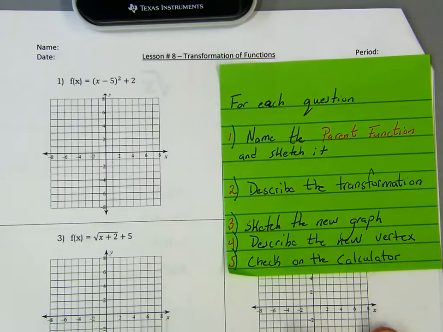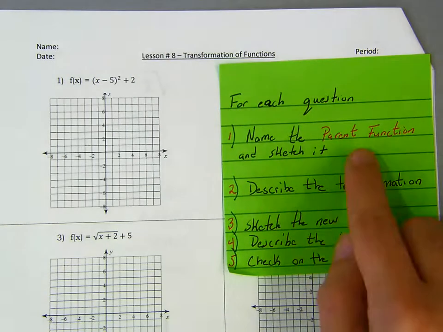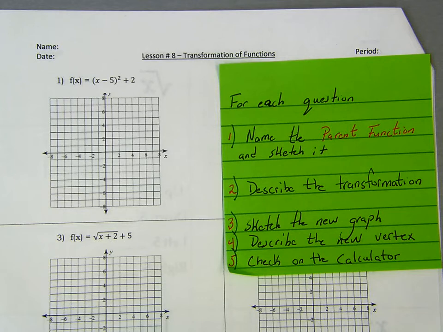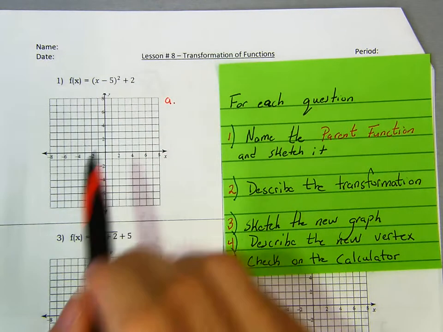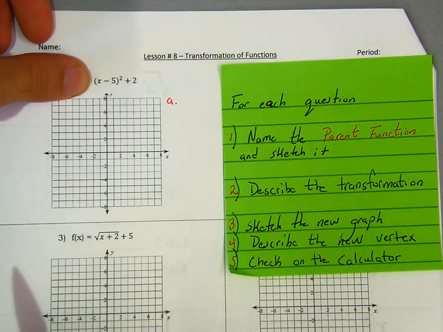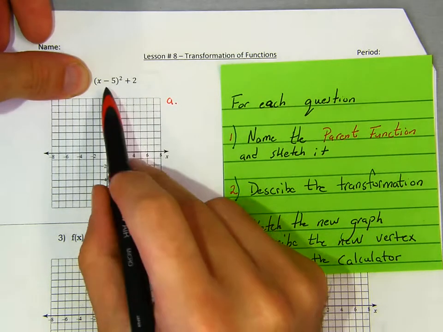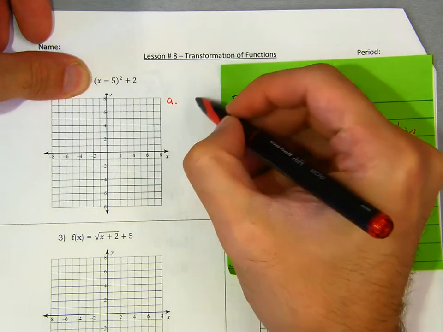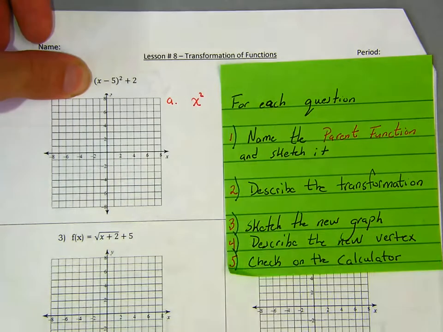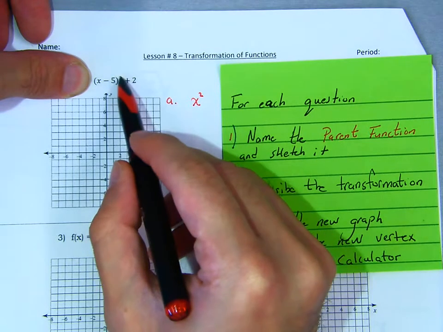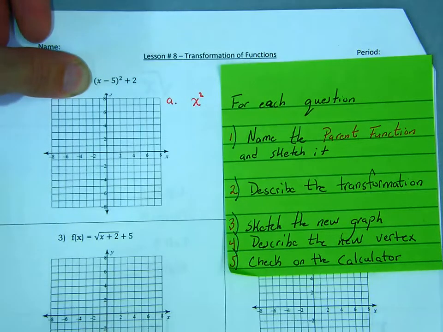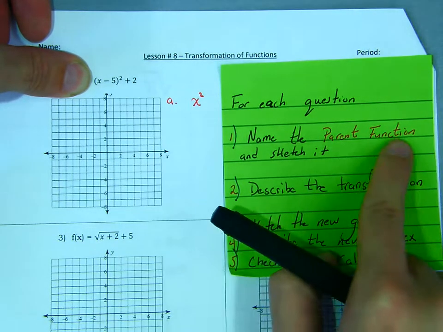The first part is name the parent function, right? So let's say this is part A, which is the original function that you see here. Pause the video and think about it. Which is the original function? It'll be x squared. And how do I know it is the x squared function? Because there's a 2 over here as the exponent, as the highest exponent is 2. Now here, we did the first part where we named the parent function.